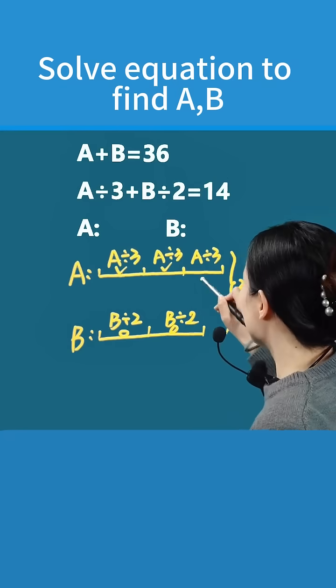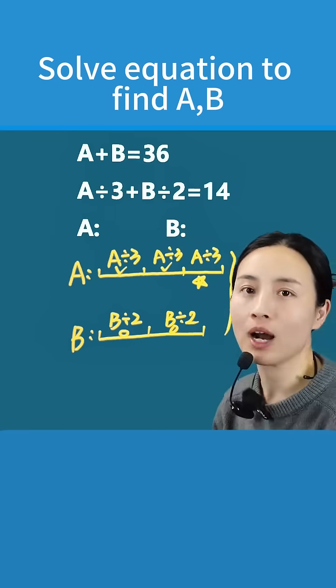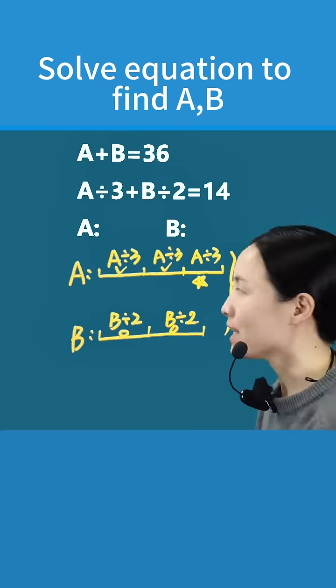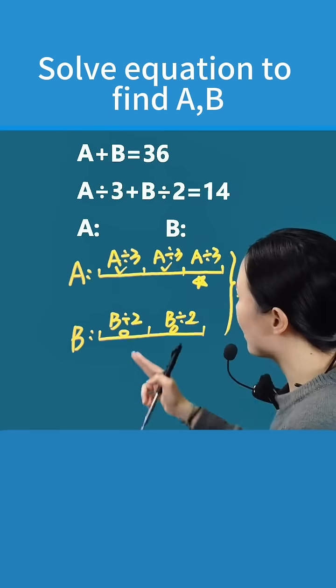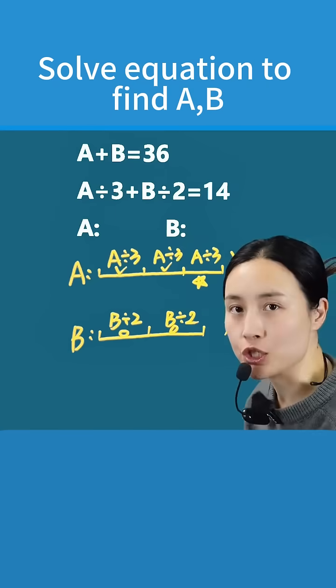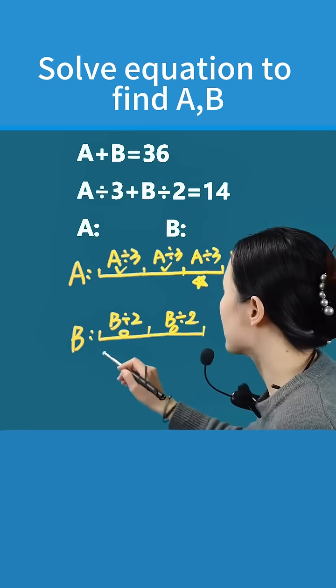Then you will notice that this is the small piece left over, so how much does this small piece equal? It's very simple. Just take 36, subtract 14, and then subtract another 14. What does that equal directly?